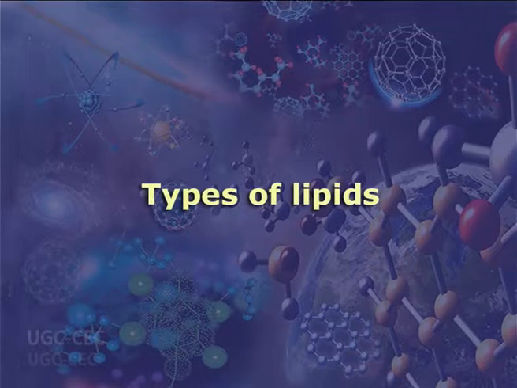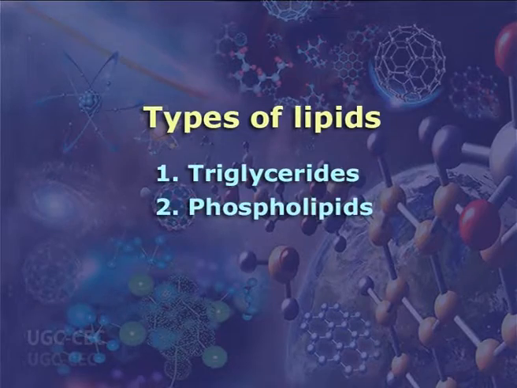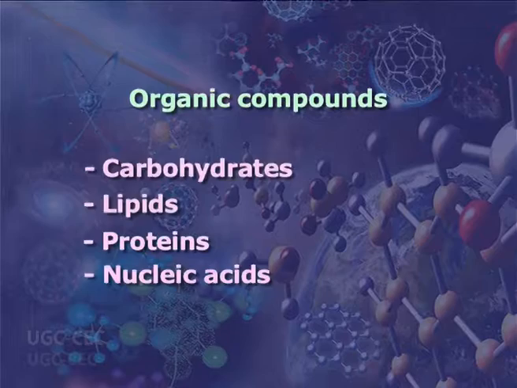Types of lipids. Lipids may consist of fatty acids alone, or they may contain other molecules as well. For example, some lipids contain alcohol or phosphate groups. They include number 1. Triglycerides. Triglycerides are the main form of stored energy in animals. Number 2. Phospholipids, which are the major components of cell membranes. And number 3. Steroids. Steroids serve as chemical messengers and have other roles.